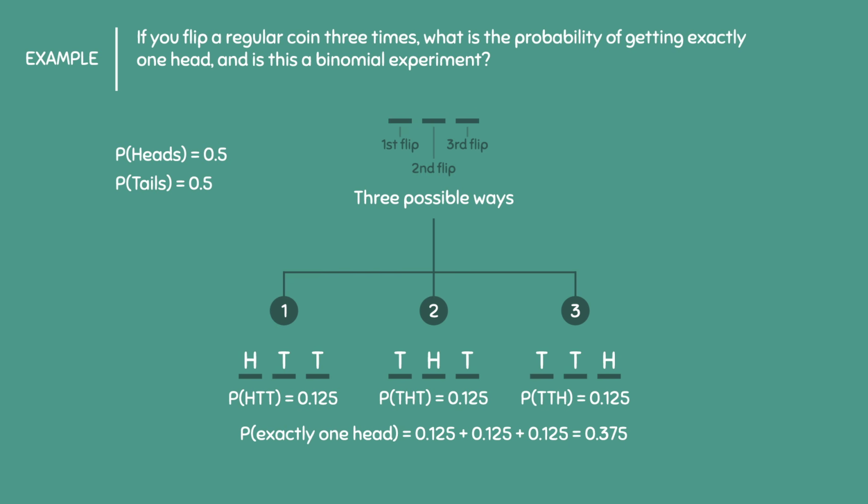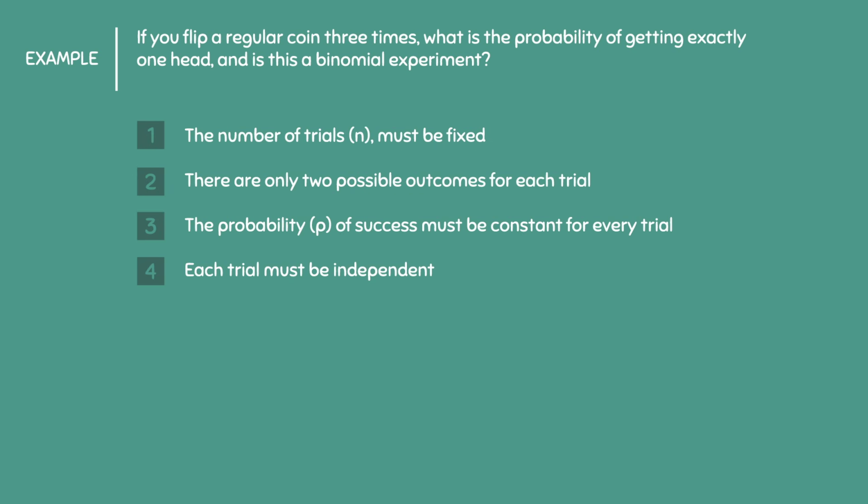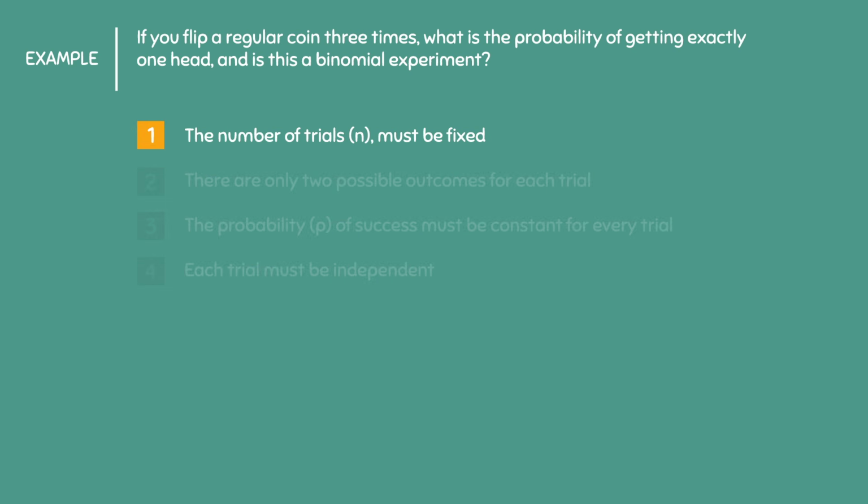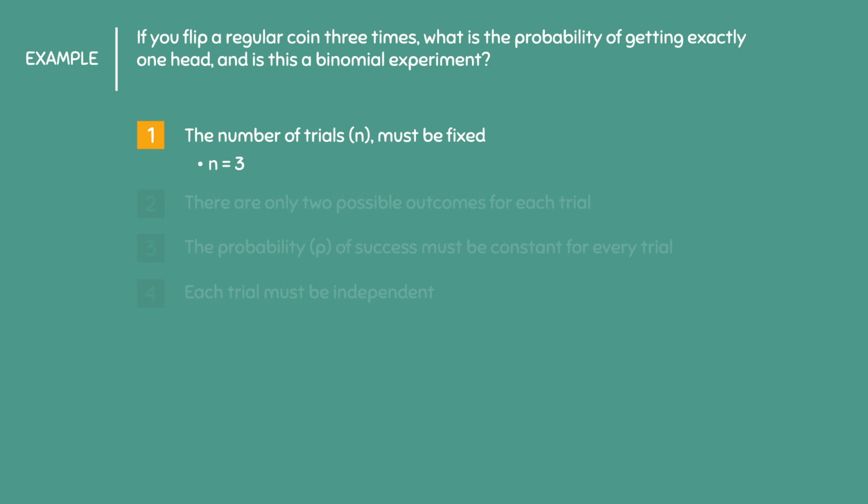To check if this is a binomial experiment, we have to see if it satisfies the 4 binomial conditions. The first condition is satisfied because we have a fixed number of trials. N is equal to 3 because the experiment has to be repeated 3 times. In other words, the coin has to be flipped 3 times.